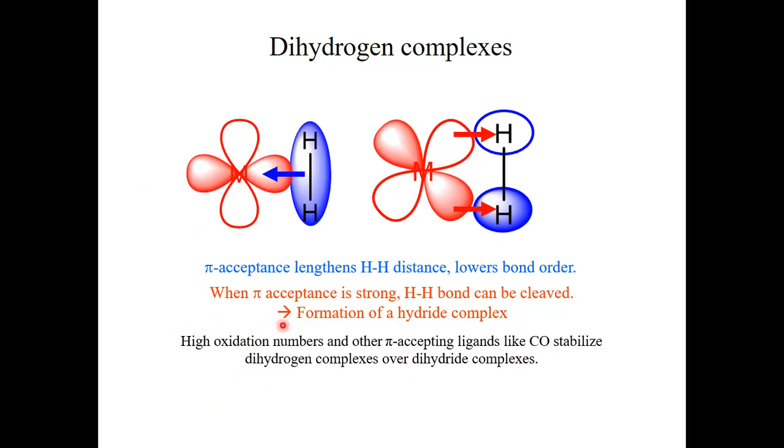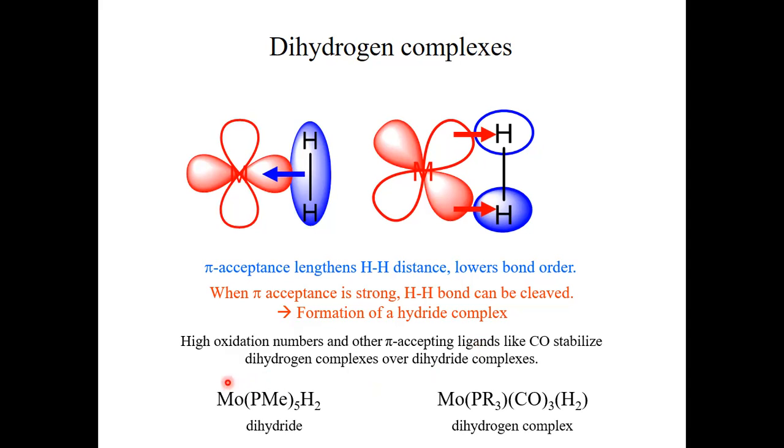Because when you have high oxidation numbers, you make pi acceptor interactions more difficult. Okay, and when you have other pi-accepting ligands, then the metal has plenty of ability to donate electrons to the other ligands. So it has much less of a tendency to donate electrons to the hydrogen ligand, and for that reason, the decrease of the bond order in the dihydrogen molecule is not as great.